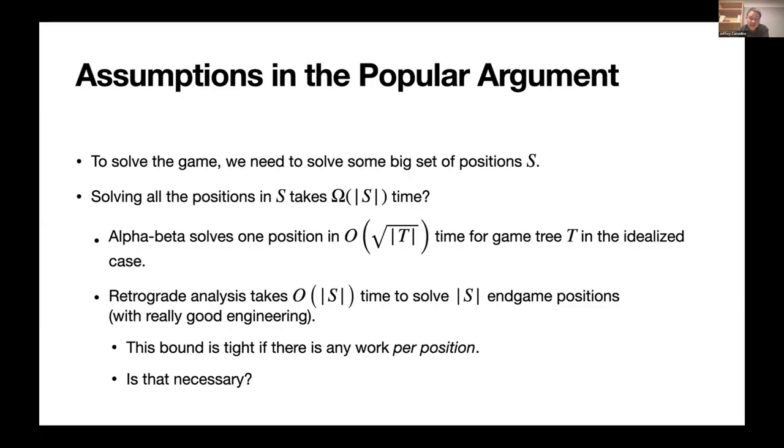And retrograde analysis can run in time linear in the number of endgame positions that we're solving. It takes some engineering. The Genetic team and others have done this. And if you're doing some amount of work per position, such as writing it to disk or compressing it, this bound is tight. But is that really necessary? I don't think that is the case.